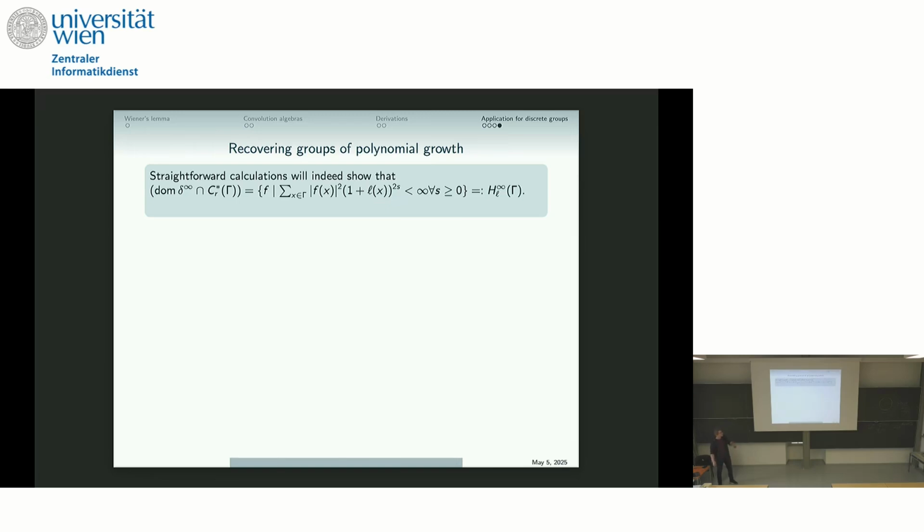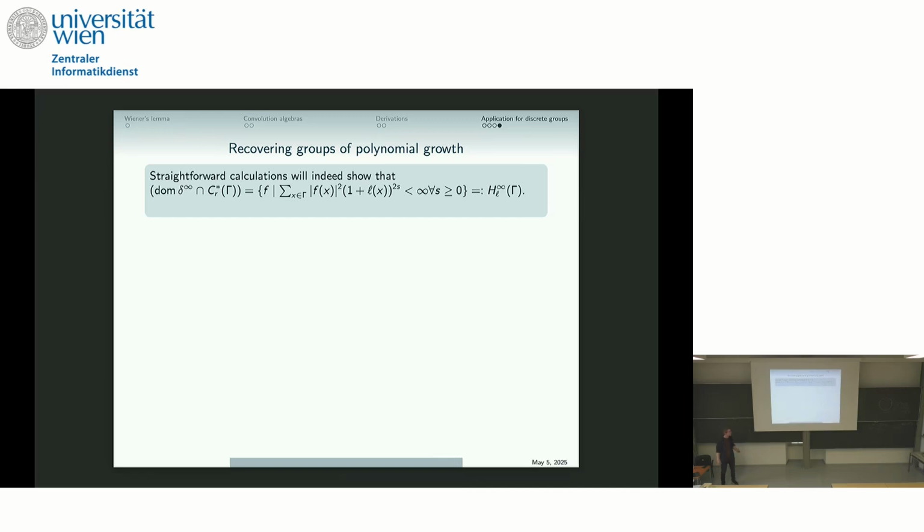This will exactly coincide with this set, which is in the middle: the set of all F, here I've forgotten to write that it's all F in the reduced C-star algebra, for which this Sobolev norm is finite for all s larger or equal to 0. So these things really come from the theory of rapid decay groups. And this set in the middle, I'll denote by H infinity L of gamma. This is consistent with the terminology used in the theory of rapid decay groups, studying these Sobolev algebras.